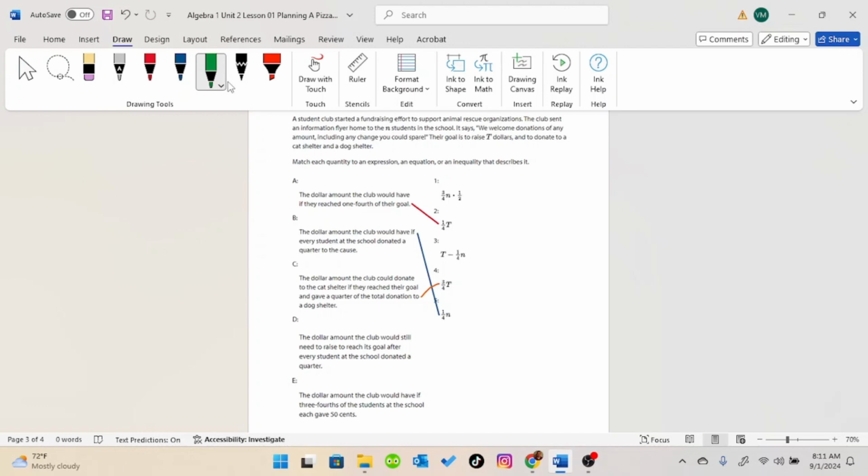Description D. The dollar amount the club would still need to raise to reach its goal after every student at the school donated a quarter. We know that the total is represented by T, and we know that students are represented by N. So description D matches expression 3, total minus 1/4 times the number of students.